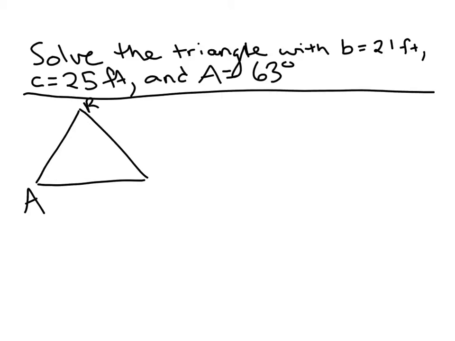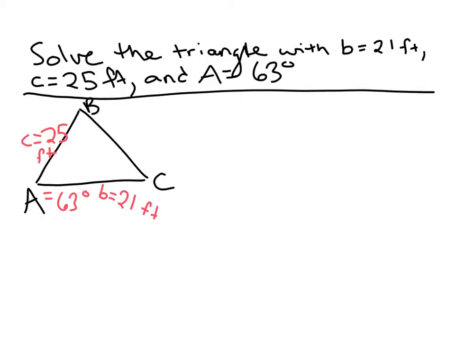Label the angles A, B, and C. And I'll write in red what we know. So we know that angle A measures 63 degrees. We know that side B, which is going to be the side down here opposite angle B, measures 21 feet. And side C, so that would be over here opposite of angle C, measures 25 feet.